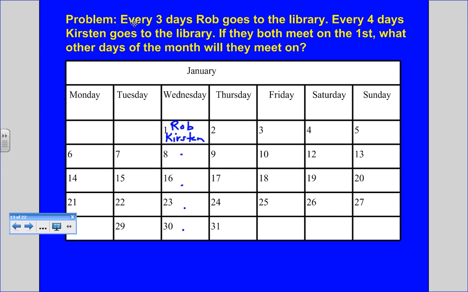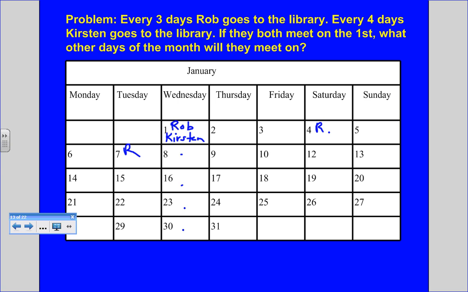Okay, so I'm going to start on Rob. Let's talk about Rob. When does Rob go to the library? Tristan? The 4th, and then he goes 6 days. Okay, so he's going to go every 3 days. So he's going to be here, Rob. I'll put an R for Rob. And then when's the next day he can be in the library? Well, the 8th. 1, 2, no.